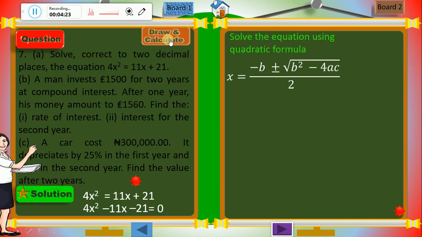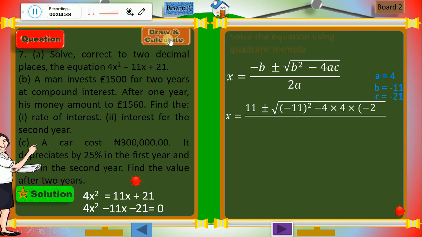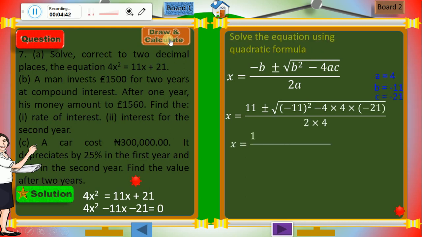Using the quadratic formula, we can solve the equation. A is equal to 4, B is equal to 11, C is equal to 21. Substitute directly into the quadratic formula. Simplify.